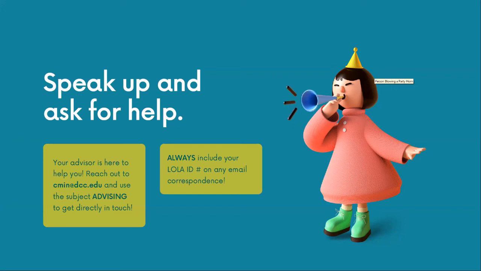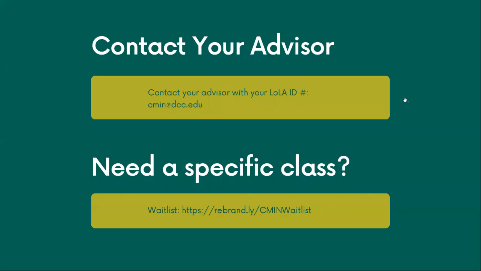And always, whenever you communicate with myself as your advisor, with the department chair, with your instructors, or with anyone here at Delgado, always include your Lola ID number on any email correspondence, and also include your name so we know who you are and how we can best help you. The less that you include, the harder it is for us to help you. So please include your name and the Lola ID number in any correspondence. Again, how to contact me, you can contact me using the email address cmin@dcc.edu, and again, use your Lola ID number.